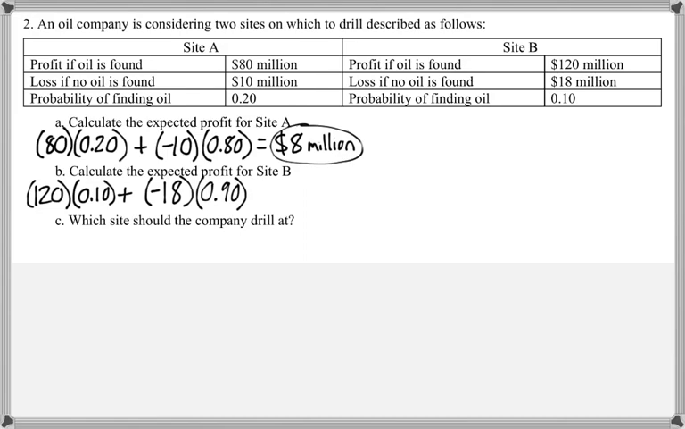So 1 minus the 10% is 90%. So this will equal negative $4.2 million.